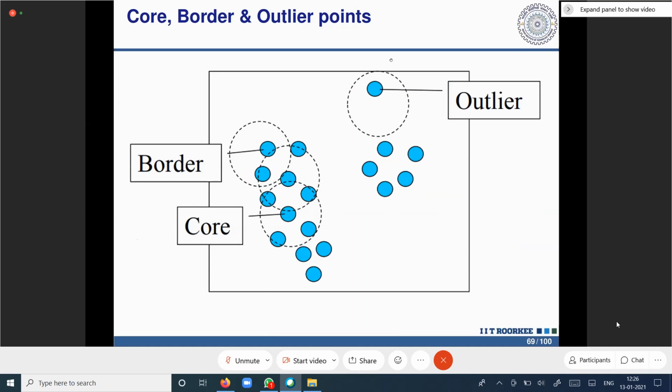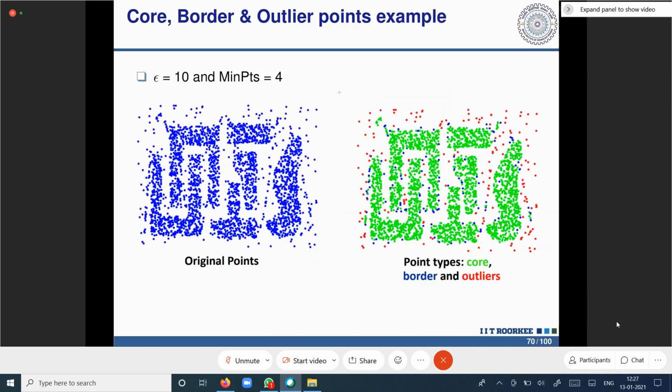But the point which is on the boundary, like this, has fewer points, but it is connected to one of the core points. So this is the definition of core and border points. And an outlier does not have enough points within its epsilon neighborhood and is not connected to any of the core points.